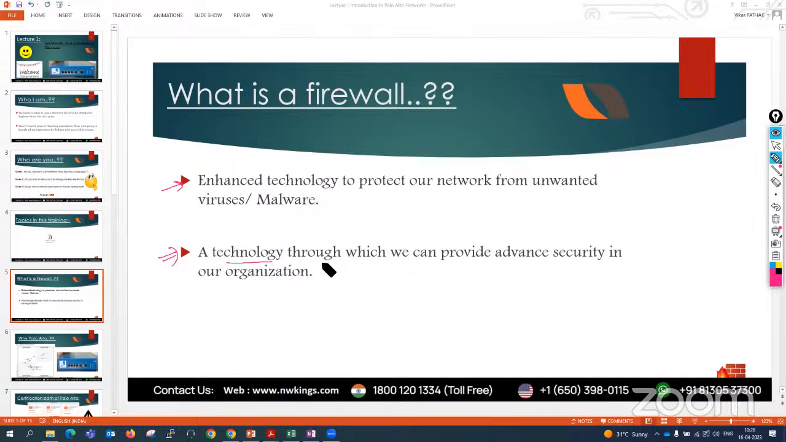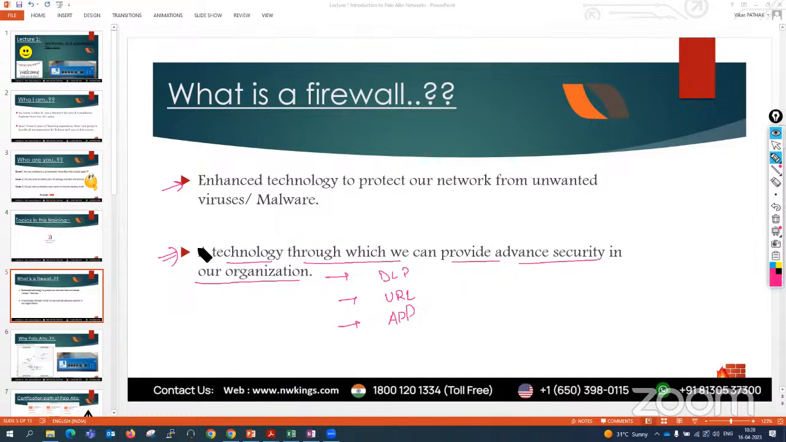A technology through which we can provide advanced security in our organization. Now, what do you mean by advanced security? If I talk about the DLP, this is advanced security. If I talk about your URL filtering, this is advanced security. If you talk about the application identification, this is advanced security. So we are talking about the next generation firewall.